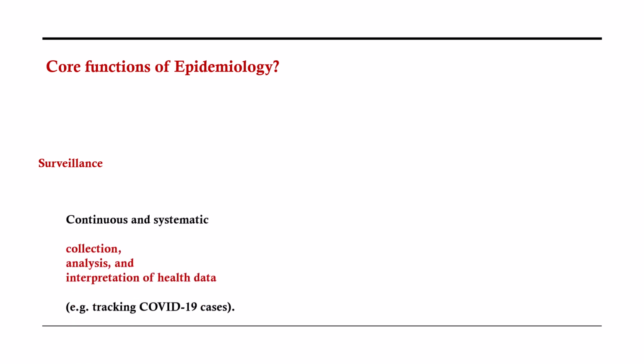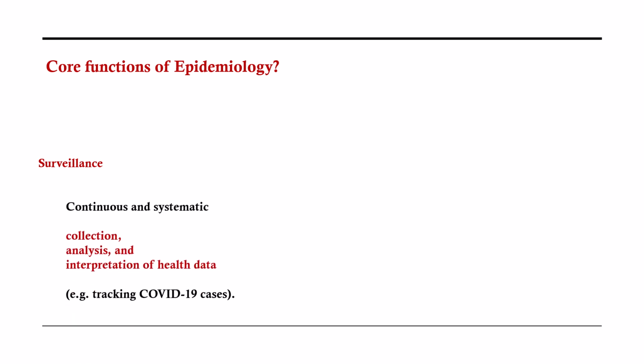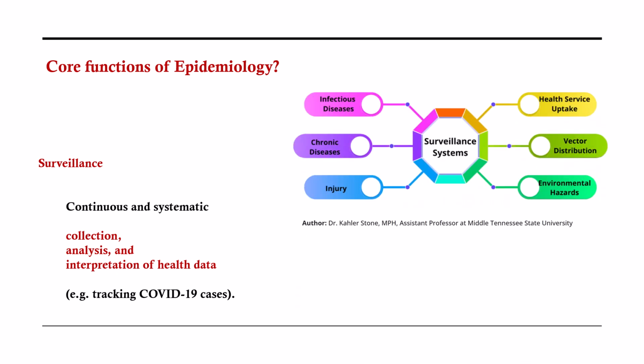Okay, now we can go through the core functions of epidemiology. Surveillance. Surveillance is a core function of epidemiology. Surveillance means continuous and systematic collection, analysis, and interpretation of health data. Okay, example, all of us know during COVID-19 time, tracking of COVID-19 cases was done using collection, analysis, and interpretation of health data. That is surveillance.